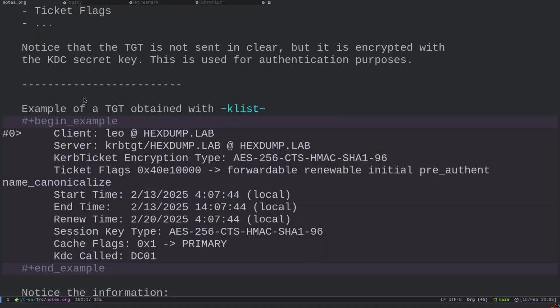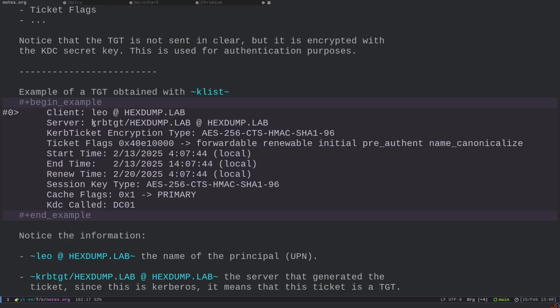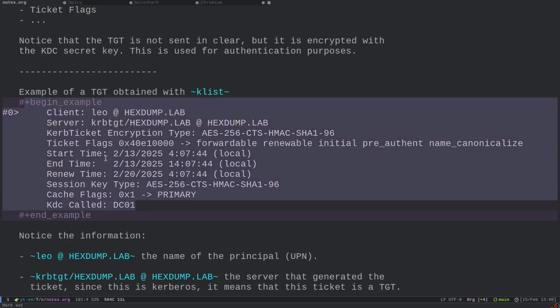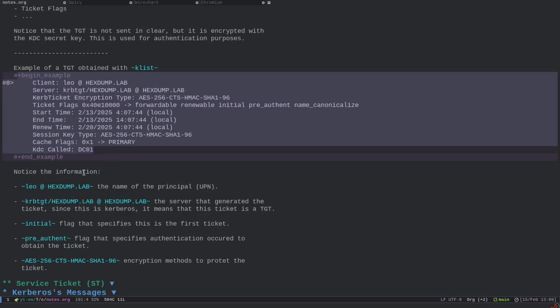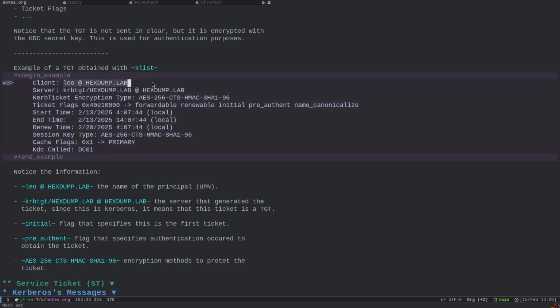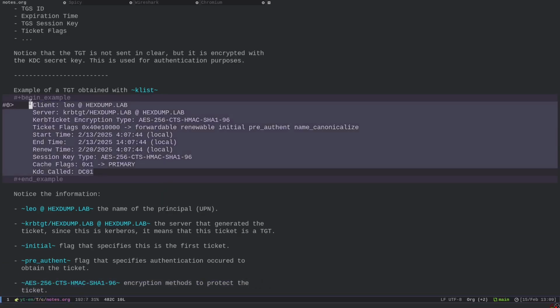So this is an example of a TGT, as you can see here, Kerberos TGT, as we saw before. So notice the information. For example, we have the user principal name, UPN, the client, the service principal name, which is the name of the TGS, which is also the KDC. There is an initial flag here that specifies that this is the first ticket. There is the pre-authent flag that specifies that authentication occurred to obtain the ticket. So this is important. And then there are the encryption methods to protect the ticket and things of the sort. So this is a simple example.